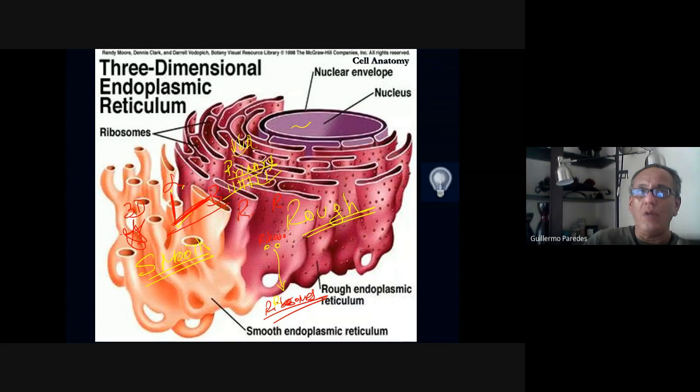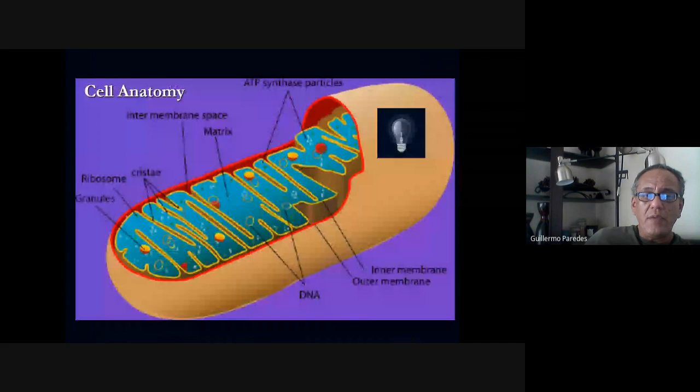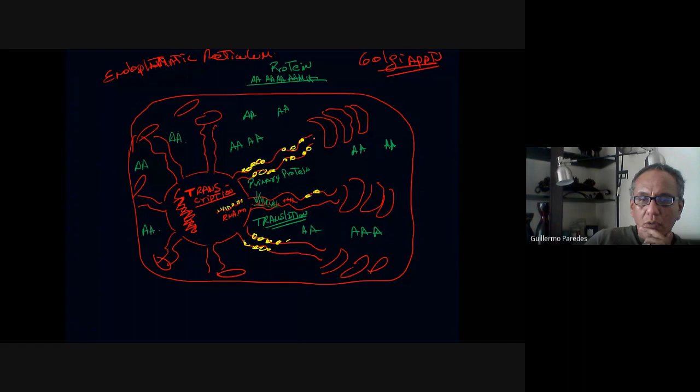Okay? All right. So now, here we have the secondary, the tertiary, and the quaternary proteins, which are going to be in the Golgi apparatus. In the Golgi apparatus, what it is going to do is mature the protein.